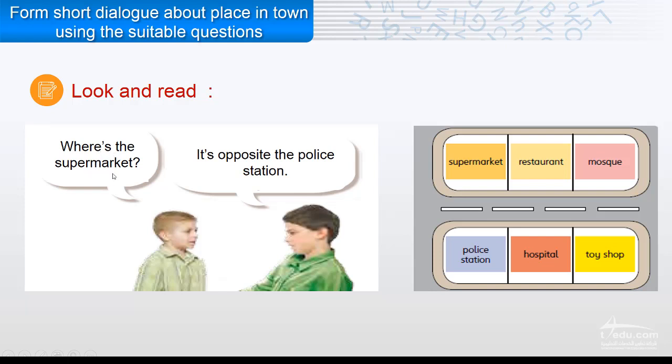Where's the supermarket? This is the supermarket. It's opposite the police station. Opposite the police station. Good. Where's the mosque? It's next to the restaurant. The mosque is next to the restaurant.